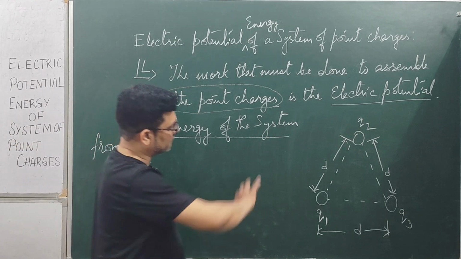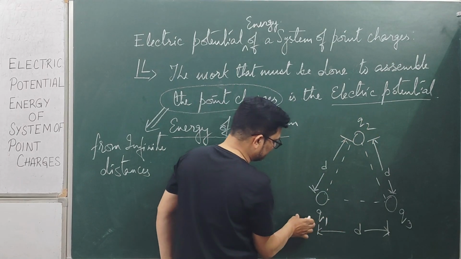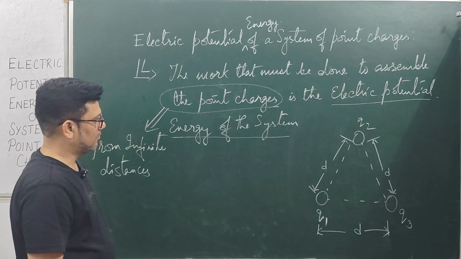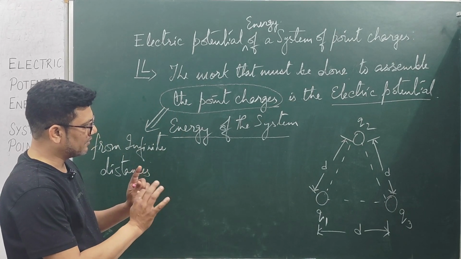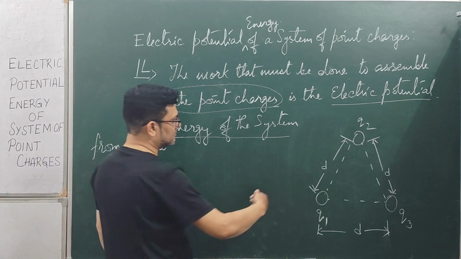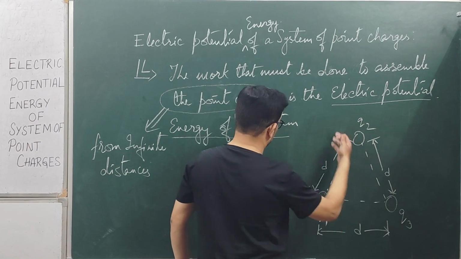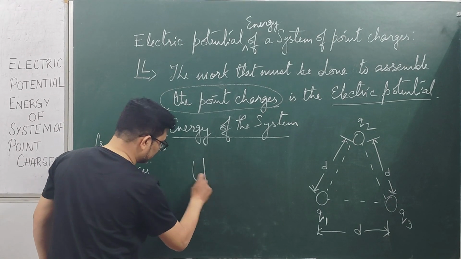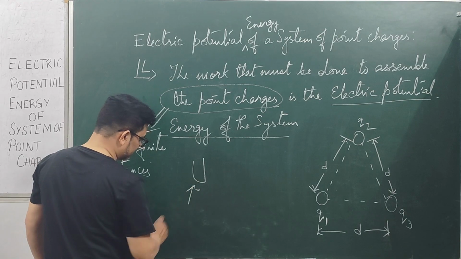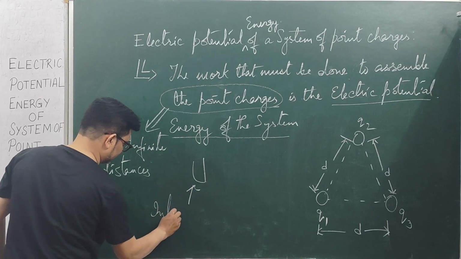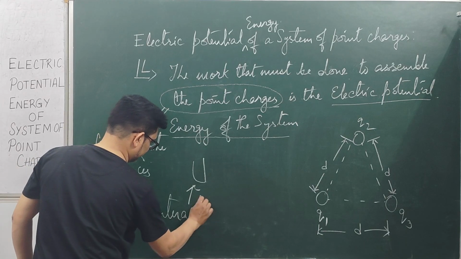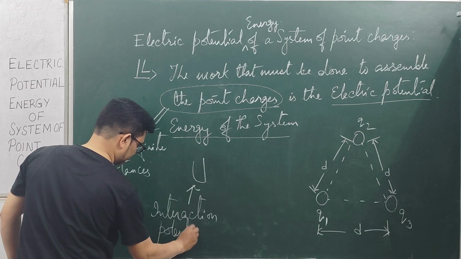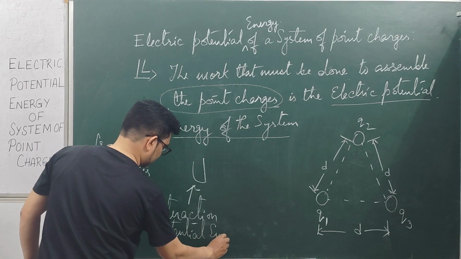Here's the situation: from infinite distances you have brought Q1, Q2, Q3. Correspondingly, we'll evaluate this and figure out the interaction potential energy of the system. Another way of looking at it is that this potential energy is exactly the interaction potential energy, right? So this completes the entire concept.